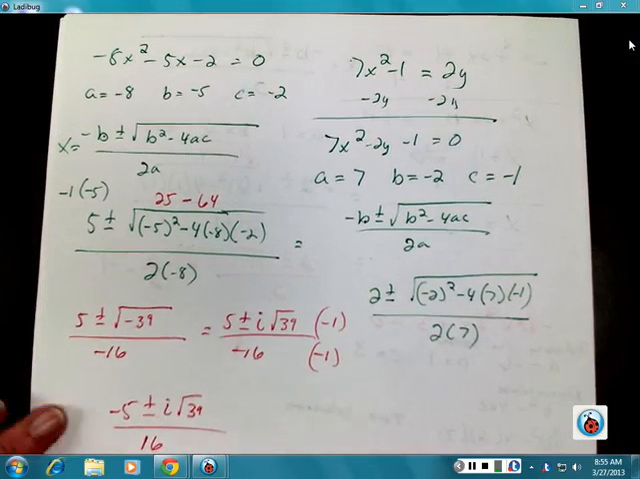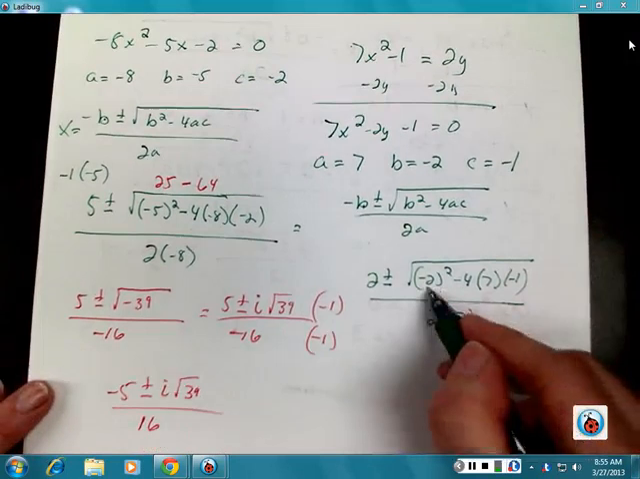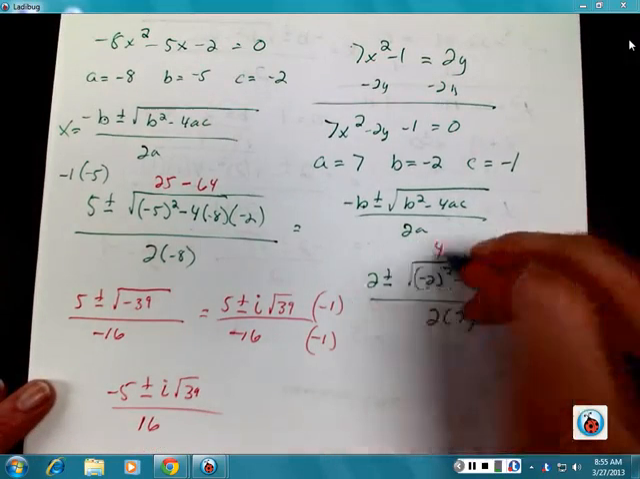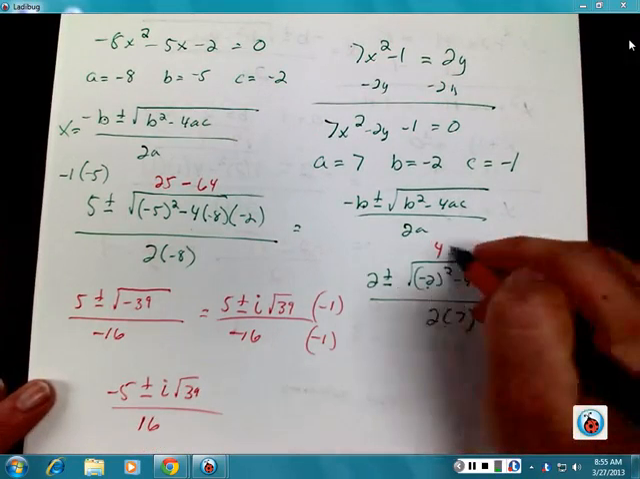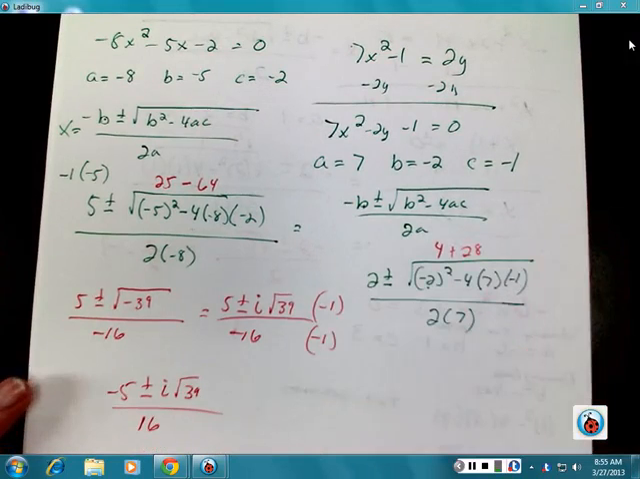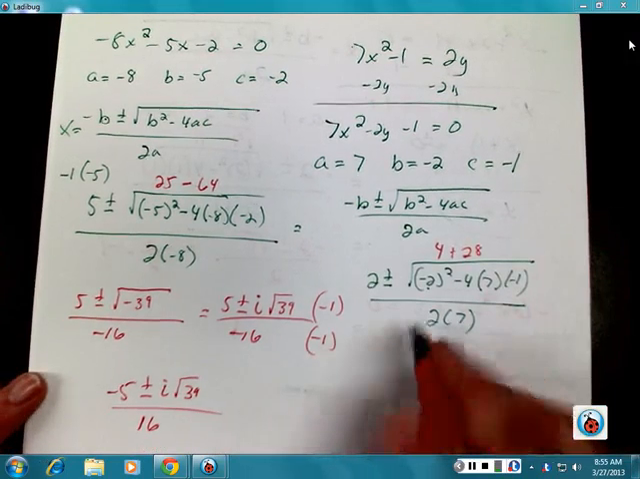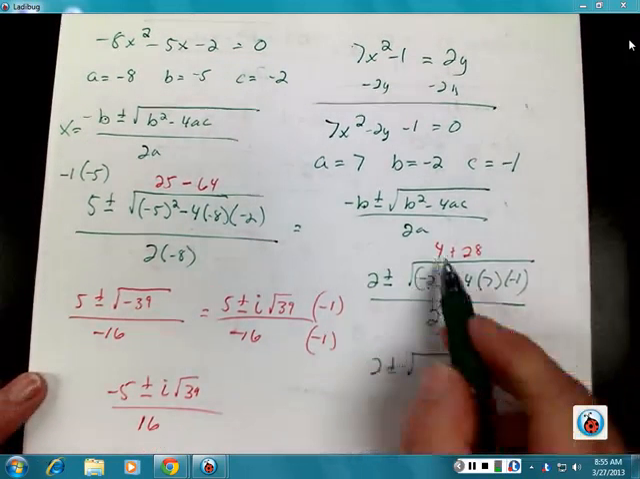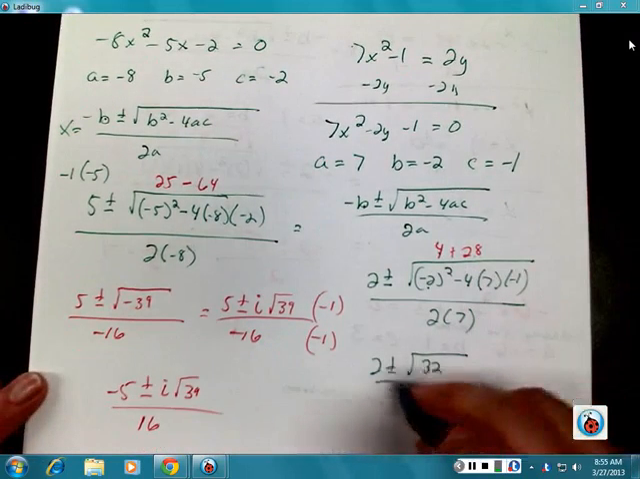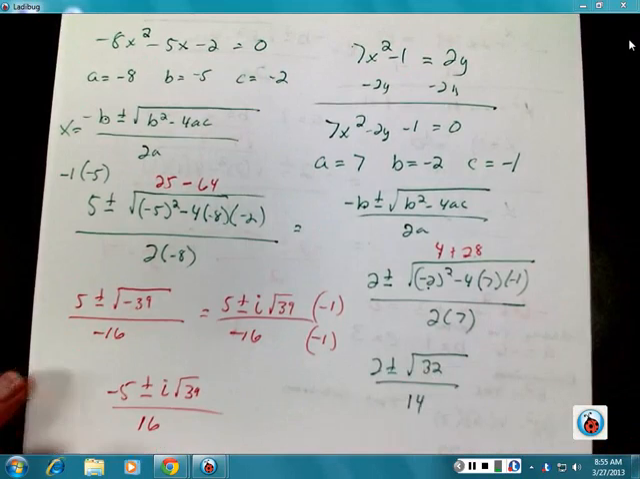So what do we get? 2 squared is 4. Negative 4 times 7 is a negative 28, times a negative 1 is a positive 28. So really I have 2 plus or minus the square root of 4 plus 28, which is 32, all over 14.